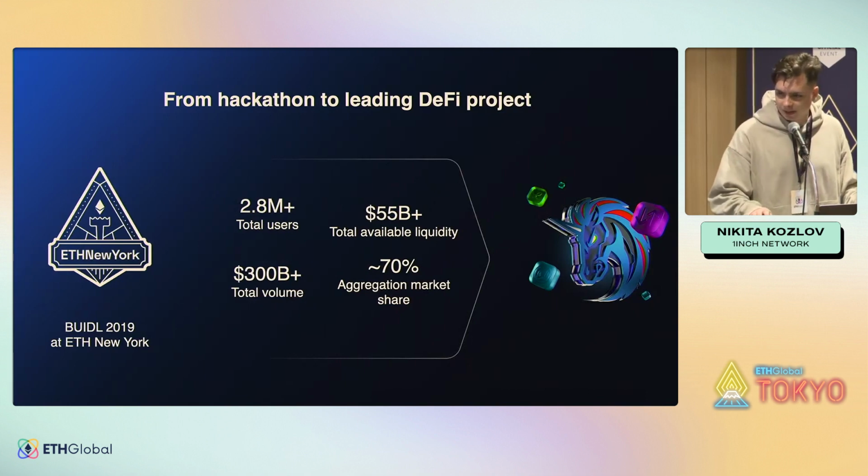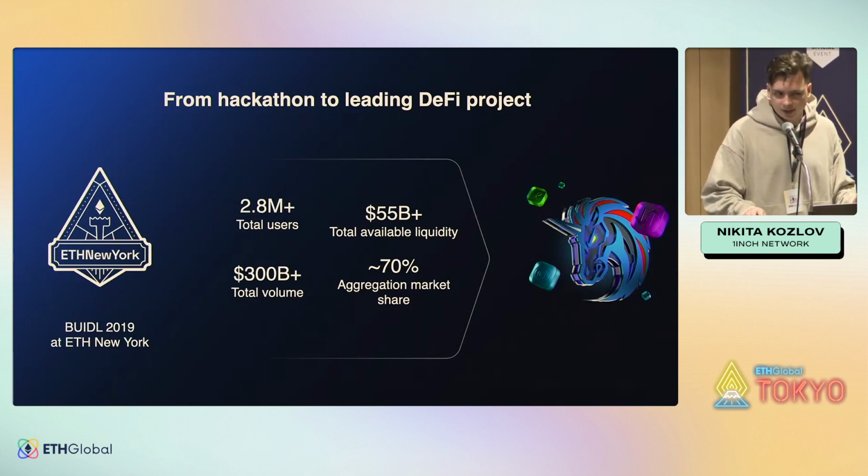Firstly, Vantage started as a hackathon project at Ethereum New York in 2019 by almost 1.5 men. Right now we have about 200 people. We have a lot of metrics, billions of dollars in volume on multiple chains. We are actually one of the largest DEX aggregators on the market.